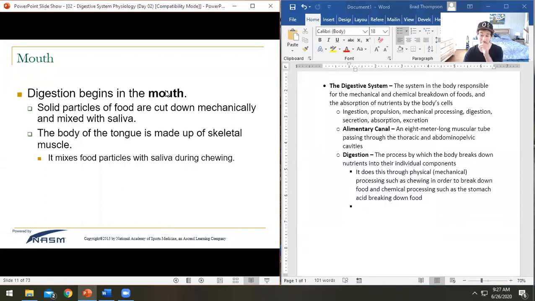So digestion will actually begin in your mouth. The first part of digestion is right in the mouth when you start taking solid food particles and chewing them up and mixing them with your saliva. The minute you start chewing, you are doing that mechanical processing and it's starting to break things down, right? And the reason we do that is because we are trying to get things smaller and smaller until eventually they're microscopic, right?